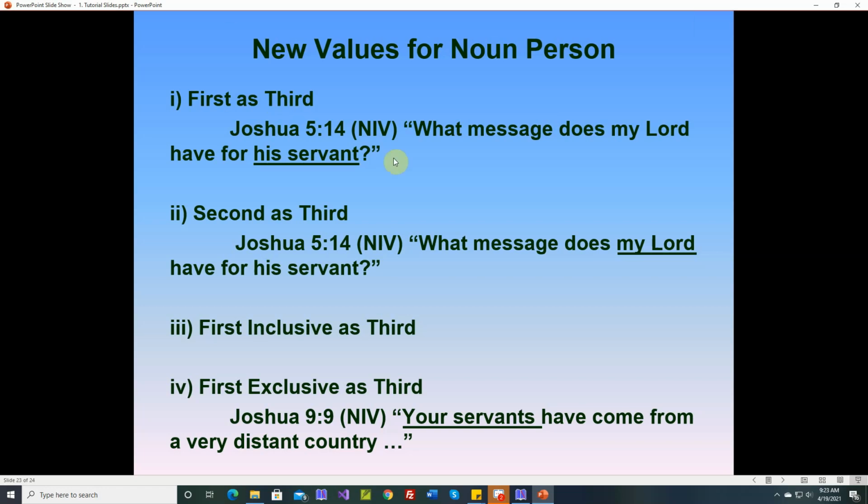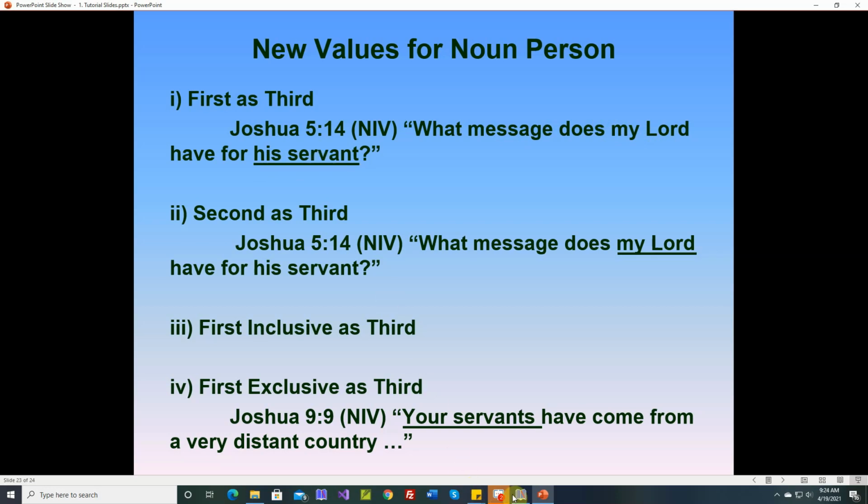In Joshua 5:14, the NIV says, "What message does my Lord have for his servant?" So Joshua is speaking here to the captain of the Lord's army. The Bible says it's a man. I think probably it's an angel. But Joshua is speaking to this person, and he says, "What message does my Lord," meaning you, "have for his servant?" So his servant, that's actually Joshua referring to himself. He's being very humble here. So he refers to himself in the third person. So we would tag servant here as the person value would be first as third.